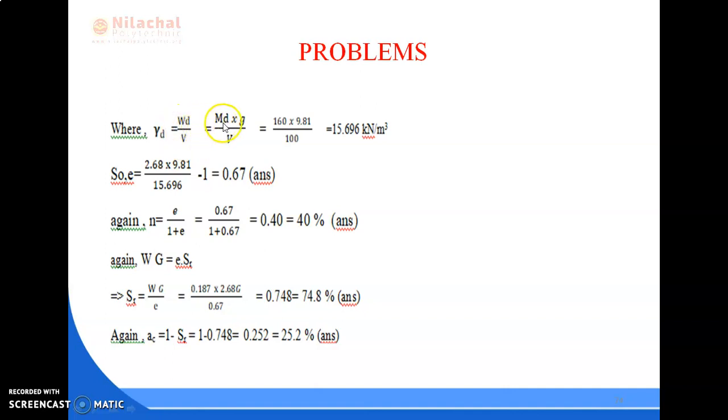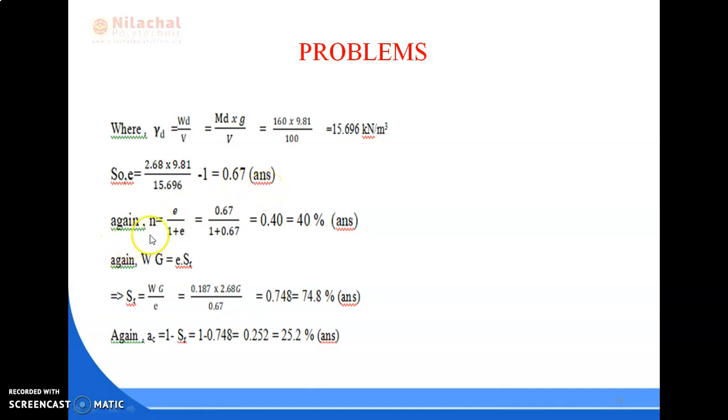So WD equal to MD into g by V, equal to MD value 160, dry mass, into g value 9.81, divided by 100, equal to 15.696 kilonewton per meter cube. So we can easily calculate the e value. So e equal to 2.68 into 9.81 divided by 15.696 minus 1 equal to 0.67. So this is another answer.